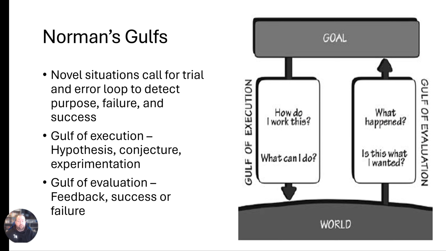Norman's Gulf. This is a big one in digital design. This is basically how do you facilitate the trial and error that your users are going to do. So it's basically a trial and error loop. I do a thing, what happened? Is that what I wanted to happen? Yes or no? Okay, if it's no, don't do that again. If it's yes, great, I found out how that works.